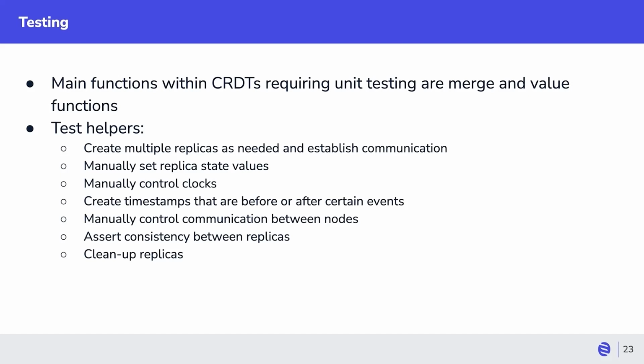And then there are utility functions where you can assert the consistency between all the nodes. As the communication happens and the states change, at the end you want to be able to assert that the state of all the replicas is the same. And then you want cleanup functions that can clean up the replicas and such.